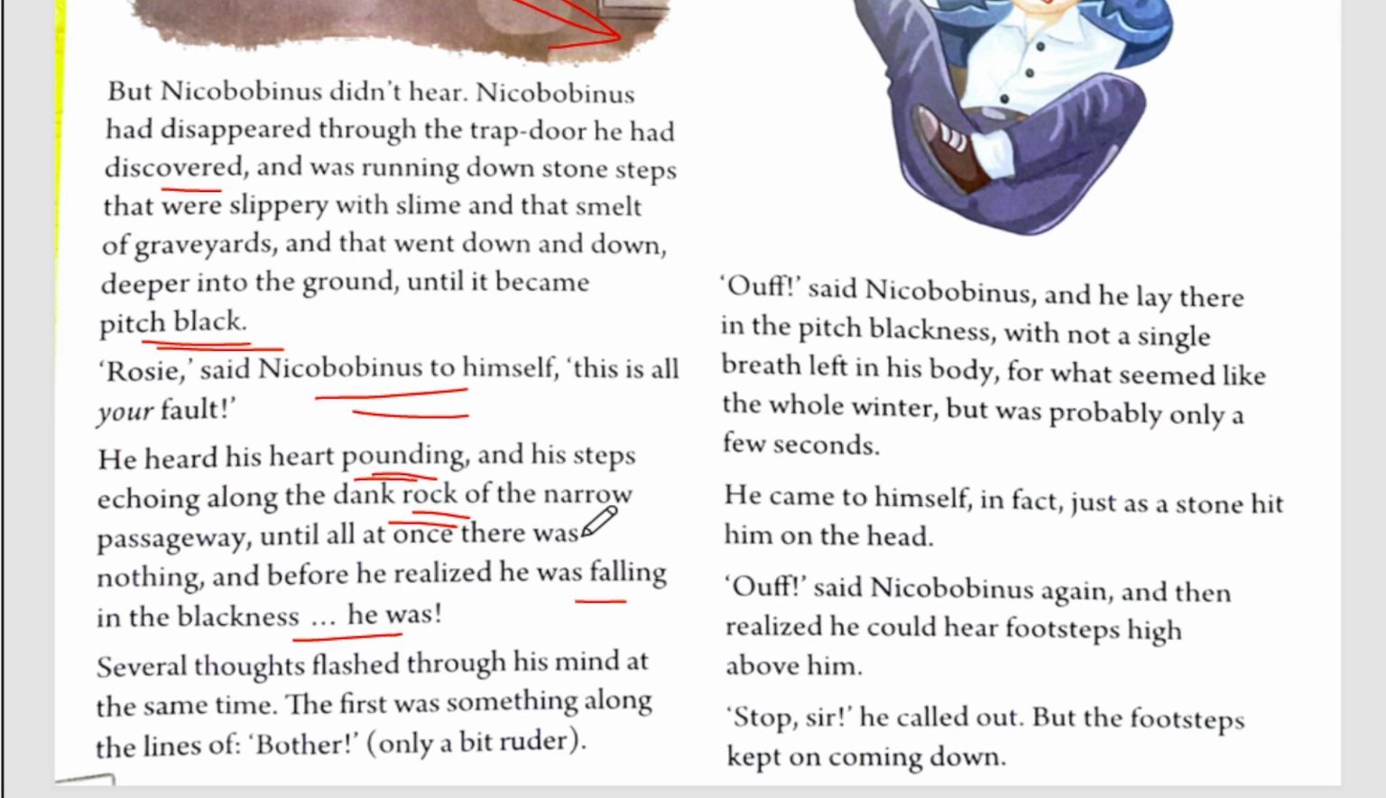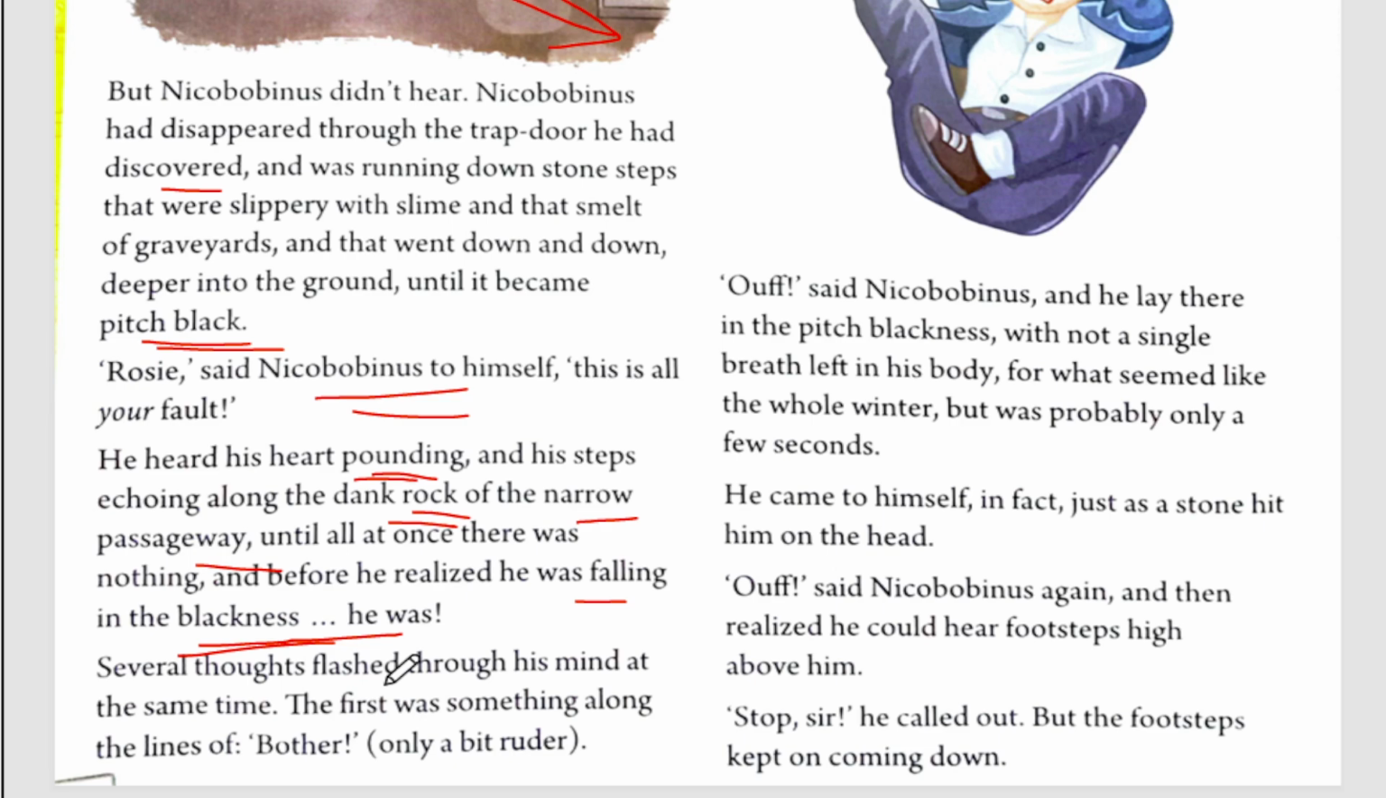Okay, this narrow passageway, as you can see here, actually emphasizes the confinement and perhaps the sense of being trapped or funneled inside that hidden place. Now, after that, you can see this darkness. So here the darkness is also very much emphasized.